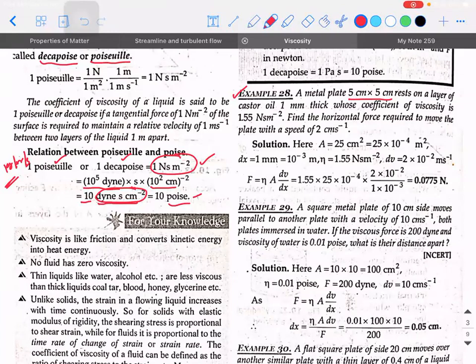So technically, when it is resting on a viscous fluid, what will be the minimum force required to move it in the opposite direction? Because if you see the question, they didn't ask about friction. They asked what horizontal force we need to apply to move the plate with a speed of 2 meter per second.